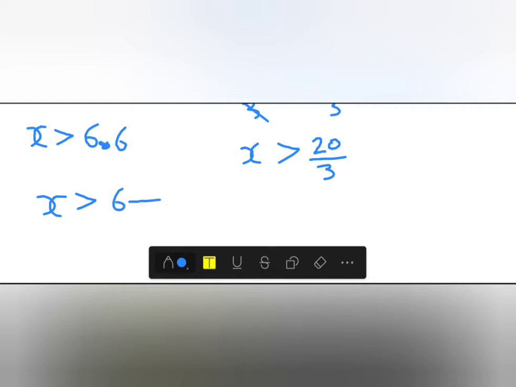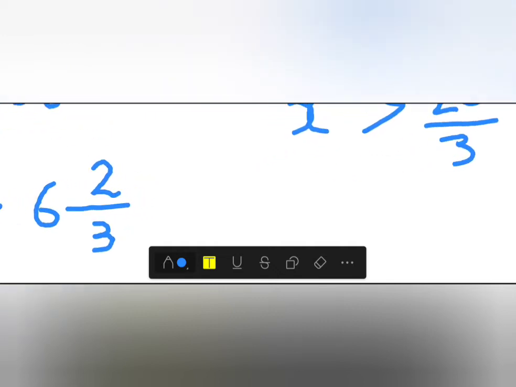And then what? The denominator is 3. Very good. 3 times 6 is 18, and we need 2 to make a 20. So 6 and 2/3. You can make the answer as a fraction, or as a decimal, or as a mixed number. If you put all of them, that's good, and the teacher will know that you understand the idea.